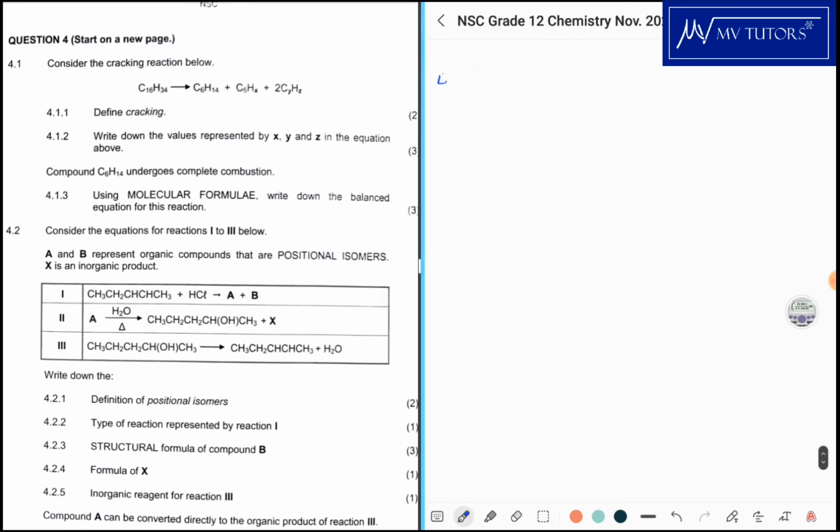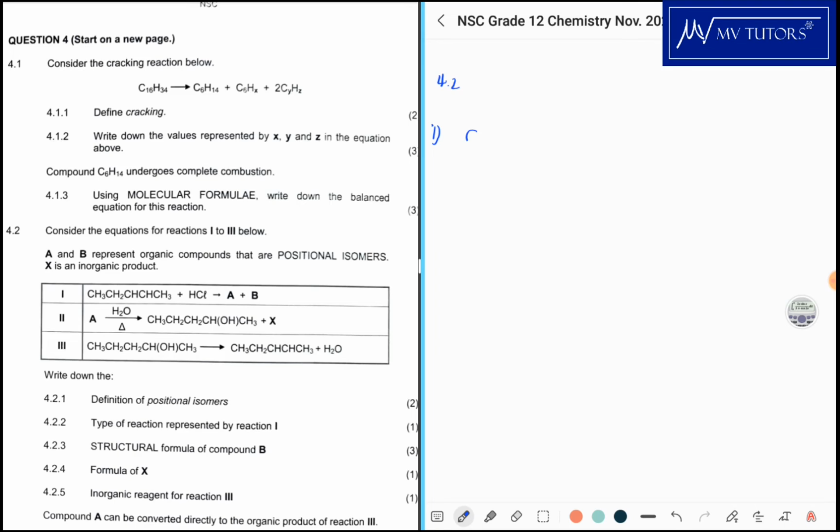And now we get to 4.2. So it says, consider the equations for the reactions 1 to 3 below. A and B represent organic compounds that are positional isomers, okay? And X is an inorganic compound. So before we even answer the question, let's just have a look. What do we have for 1?